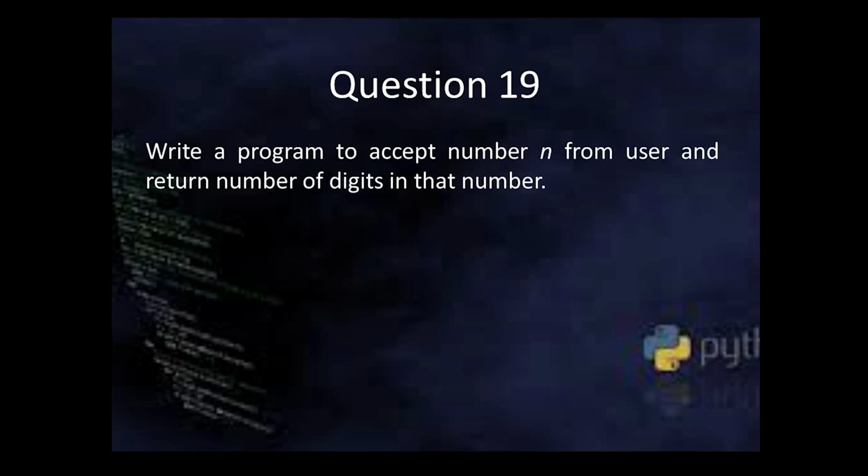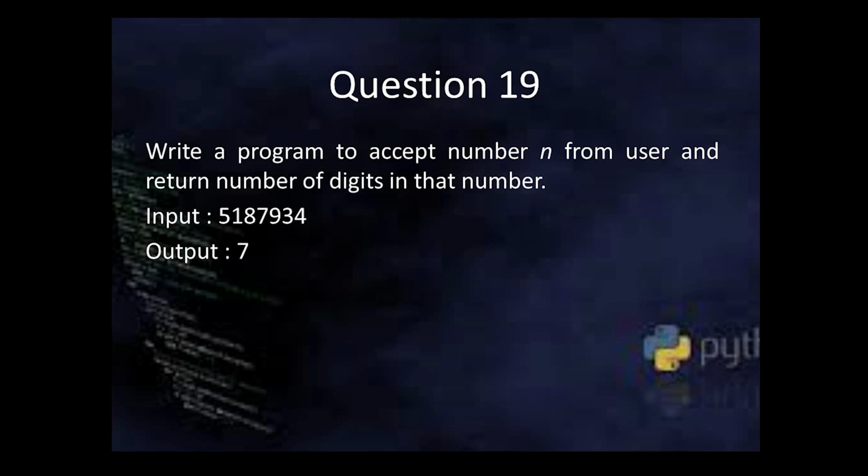Next question, question number 19. Write a program to accept a number n from the user and return the number of digits in that number. For example, if the input is 51879334, it should display output as 7 because the given input number is of 7 digits.